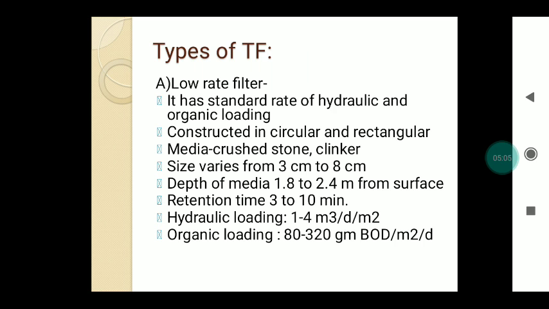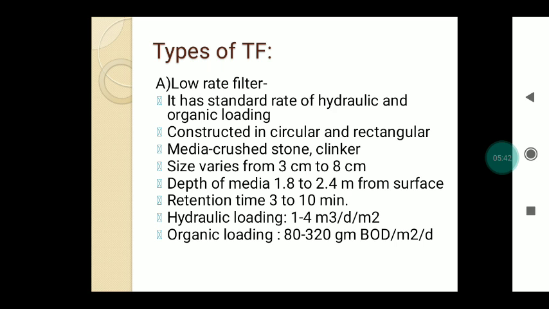So the next point is the types of trickling filters. The first type is the low rate filter. That means it has a standard rate of hydraulic and organic loading, and it is constructed in a circular or rectangular shape. The media used for this low rate filter is crushed stone or clinkers, which are not disintegrable, and the size of the filter media varies between 3 centimeters and 8 centimeters.